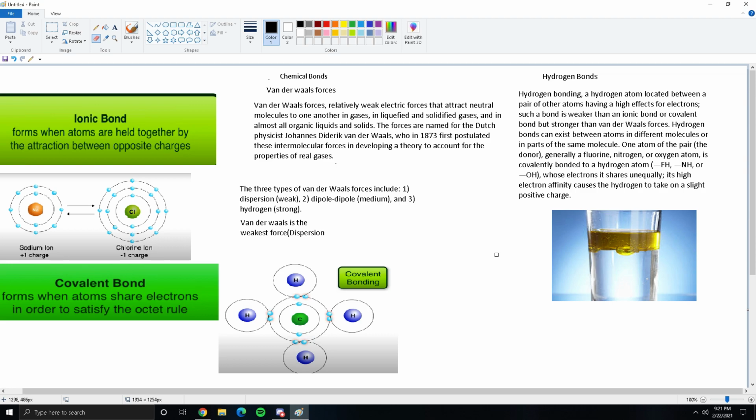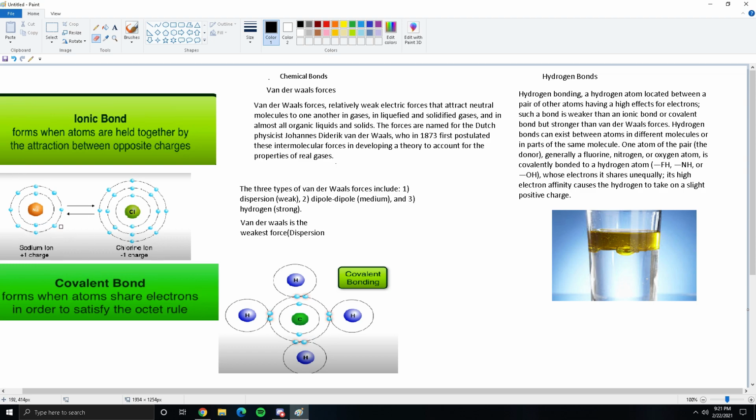Ionic bond. It forms when the atoms are held together by attraction between opposite charges. As you guys can see, Na and Cl make salt, right? Sodium ion. Whenever you move the atom to a different spot, it goes to a positive charge.